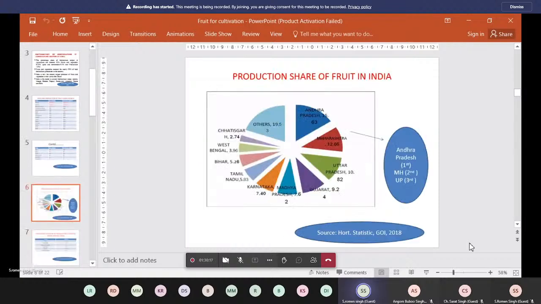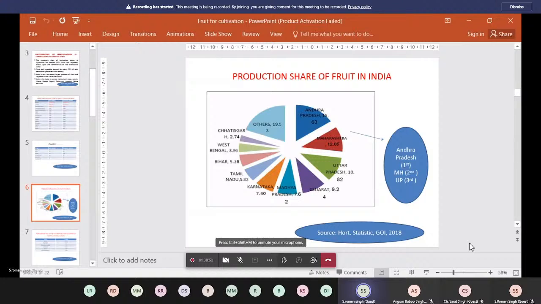But I want to share about the production of the fruit crop in India among the different states. At present, Andhra Pradesh, Maharashtra, and Uttar Pradesh rank first, second, and third in the production share of fruit crops in India. In this rank of 1 to 10 for fruit production in India, none of the northeastern states are included, which indicates that there is scope for improvement for the northeastern states in the production of fruit crops in India.